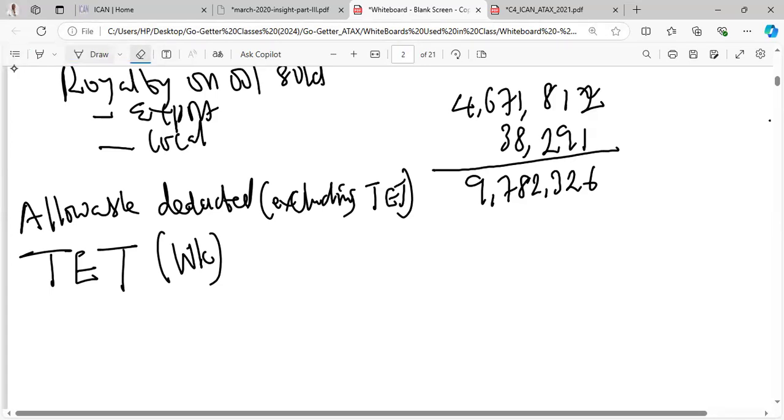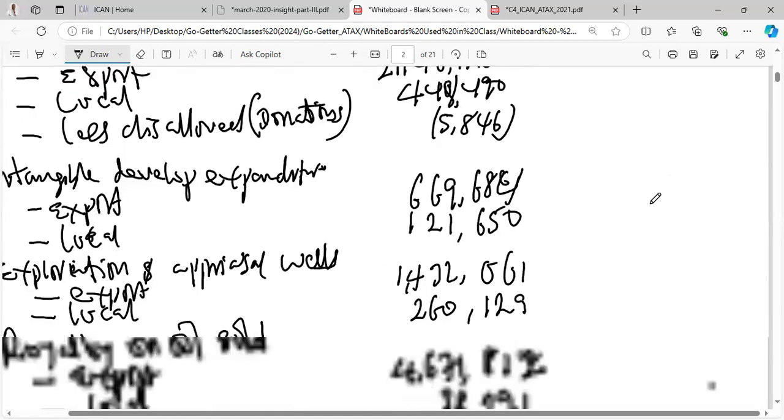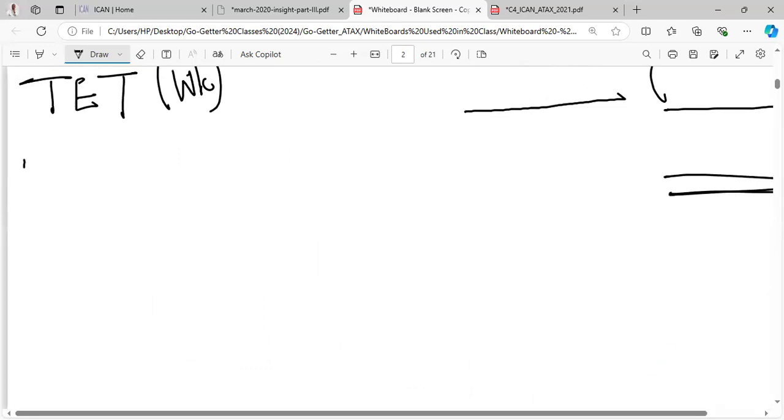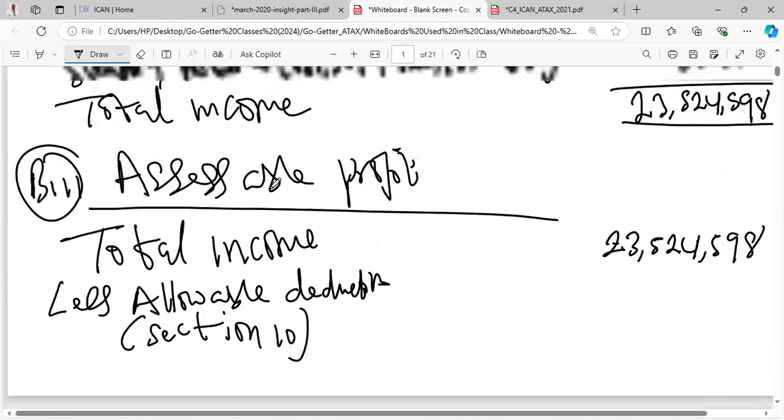Then, when we add it, we will get our adjusted allowable expenses, which we will add to this, and we will get something here. Then we will minus what we have from this figure, and we are going to get our accessible profit. So our accessible profit will be somewhere here, which is what we are asked to look for.